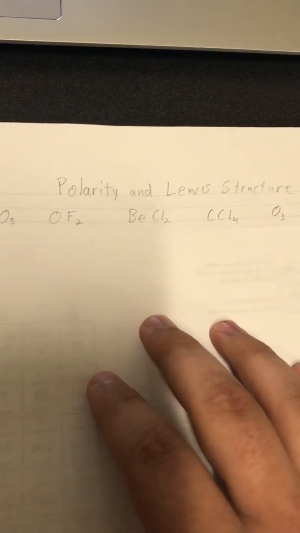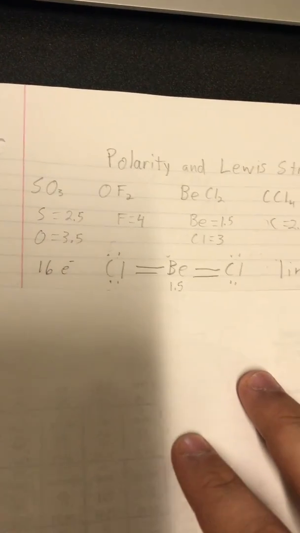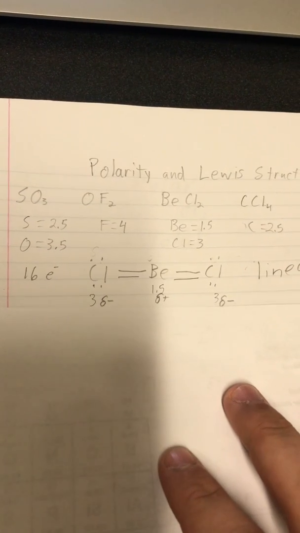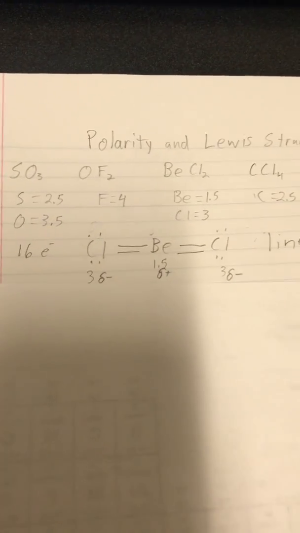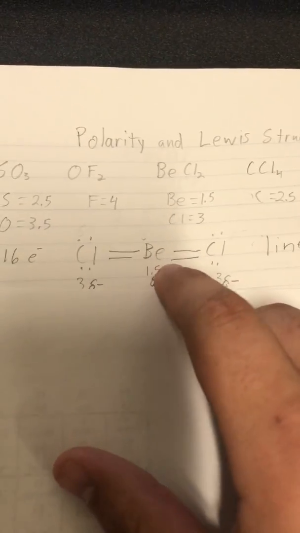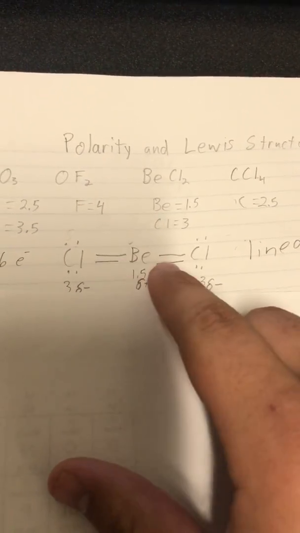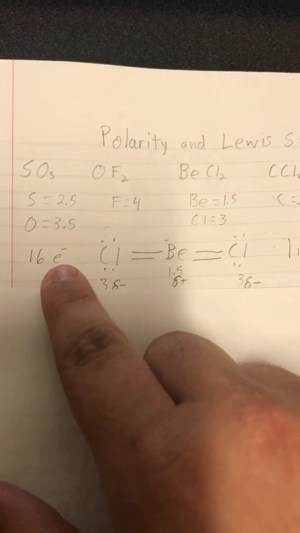I'm going to show you how to find polarity and Lewis structures of these 5 molecules: SO3, OF2, BeCl2, CCl4, and O3. I'm going to start with BeCl2, and first, to do the Lewis structure, you have to figure out how many valence electrons are going to be in the whole thing, and this one's going to have 16.